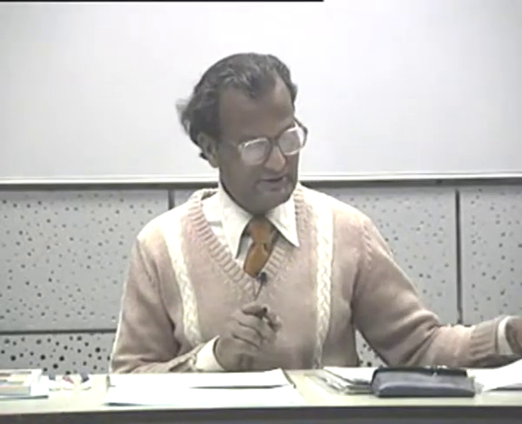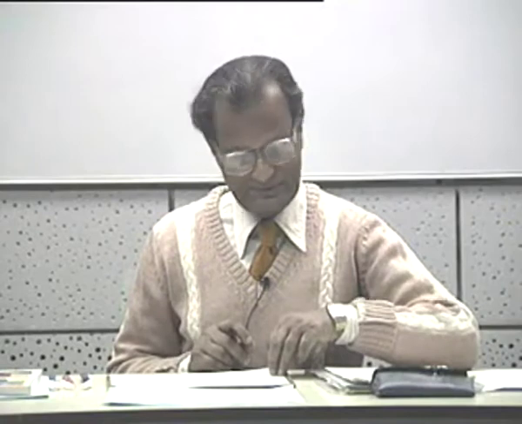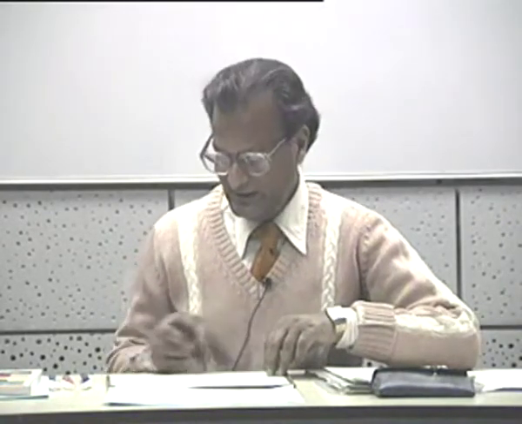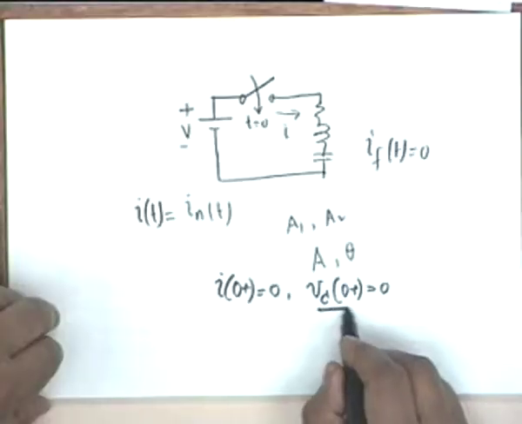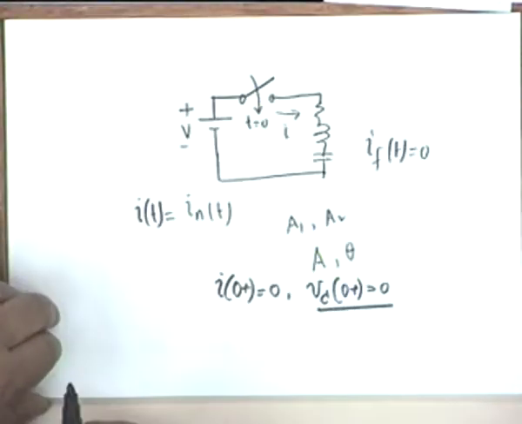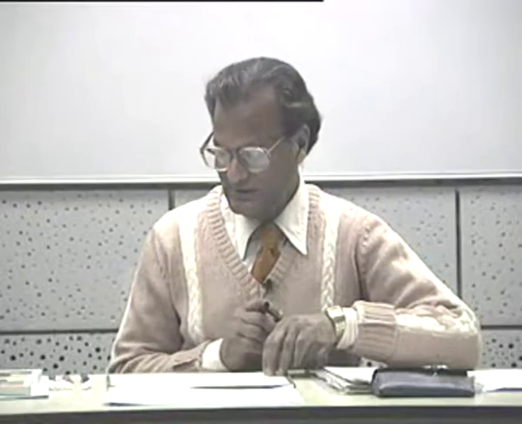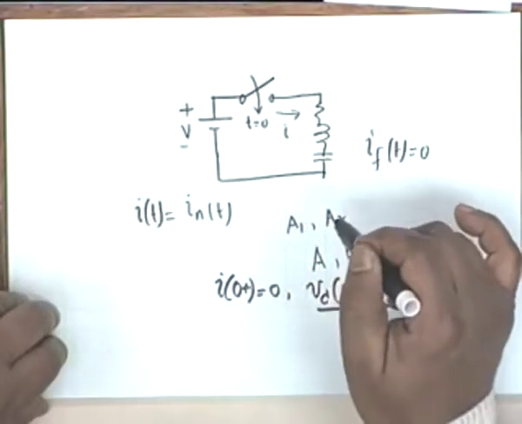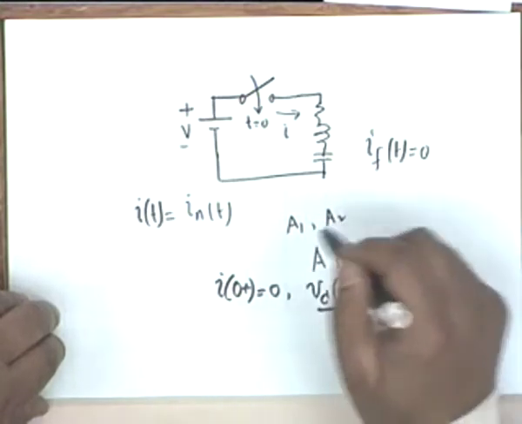Let us take a variation of this example and try to solve it. Okay, there is one small point, that V sub C of 0 plus equal to 0 does not enter into the solution or evaluation of the constants directly.